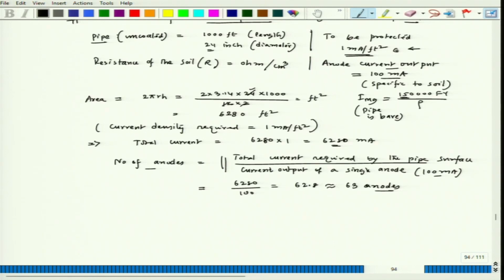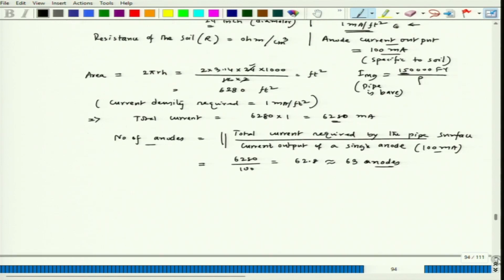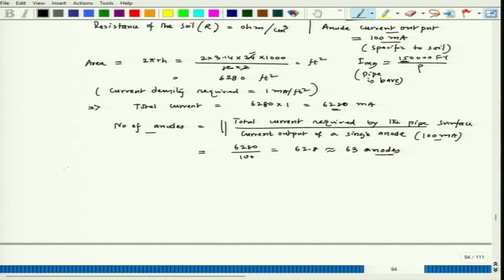Now, one can also calculate the total weight of the anode.